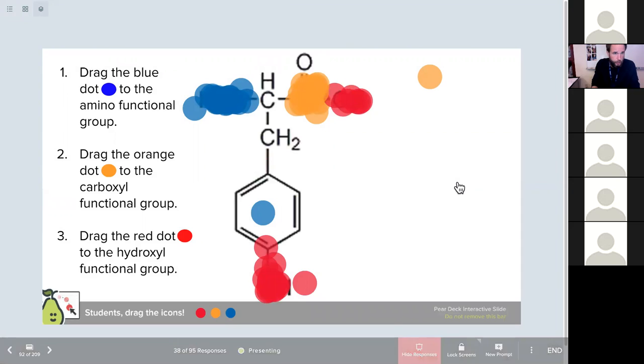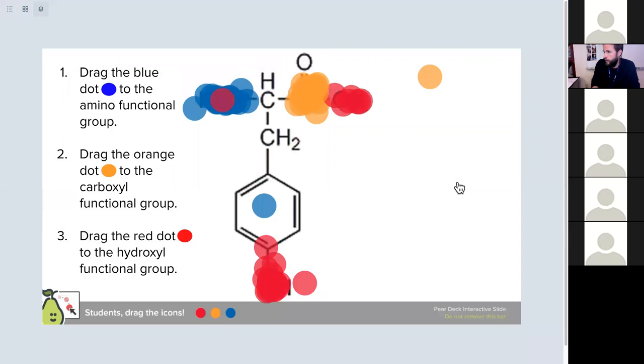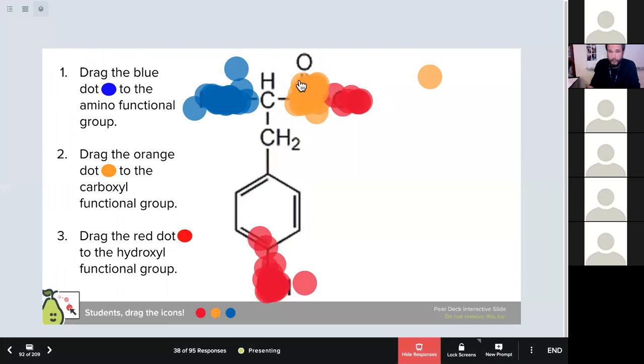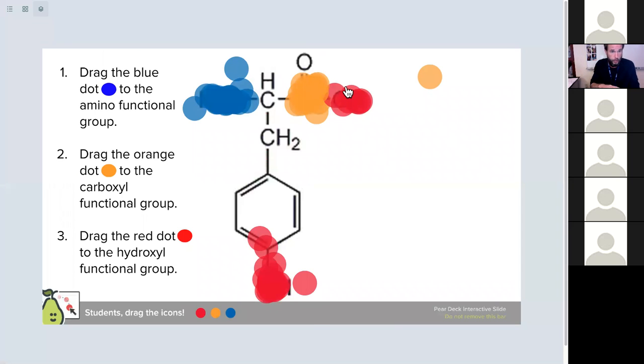The blue dot is the amino group, beautiful, looks good there. And then the carboxyl group is up top, that's the orange. Again, be careful, if you're dragging the red dot to that OH part of the carboxyl, that's not a hydroxyl group. I know it looks like one, right? But because it's attached to that C that's double bonded to the oxygen, the whole group is the carboxyl group.